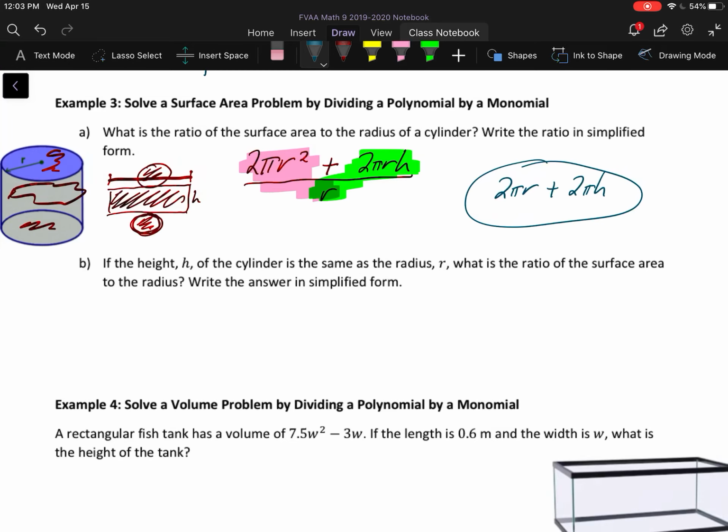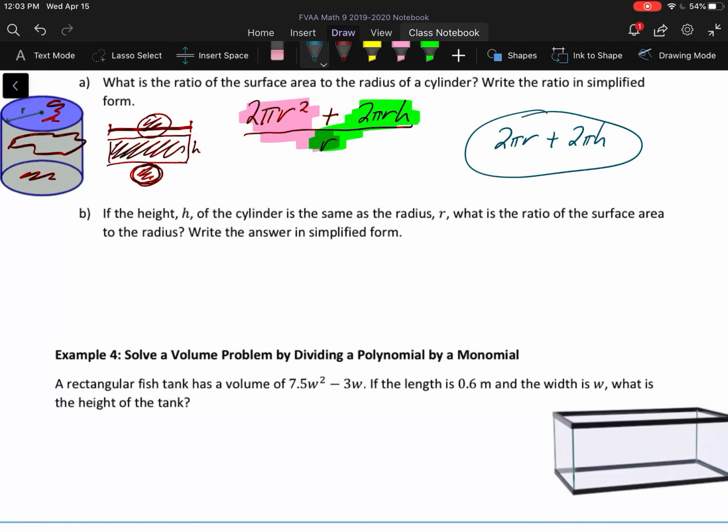Now here for B, if the height h of the cylinder is the same as the radius, what is the ratio of surface area to radius? Write the answer in simplified form. So in this situation, what they're saying is if this is 2 pi r squared, nothing changes there. But let's say r and h are equal to each other. Okay, so I can substitute r for the h.